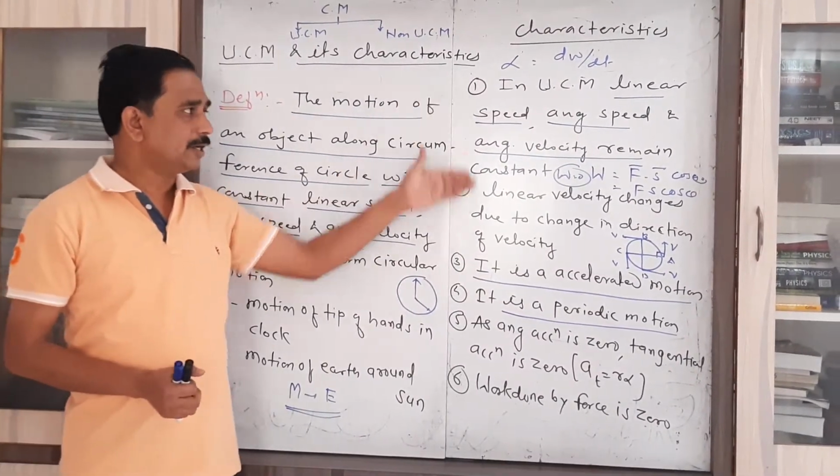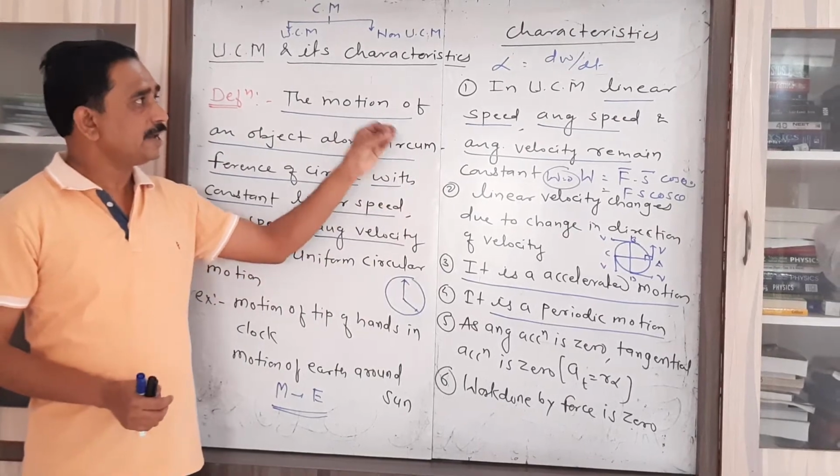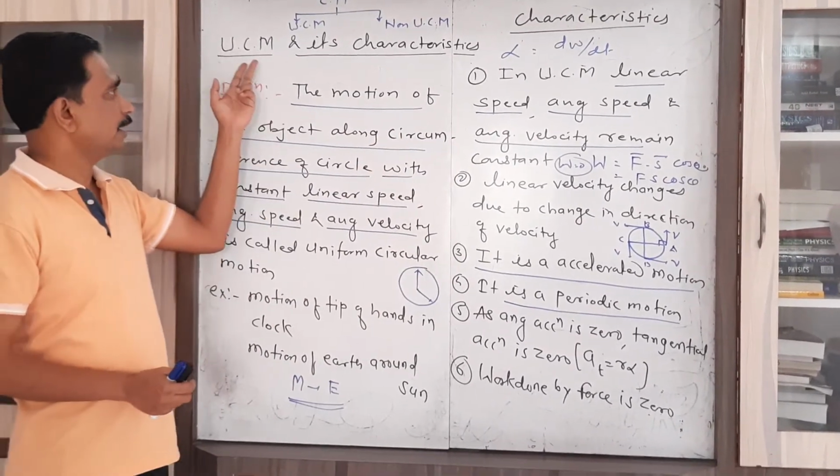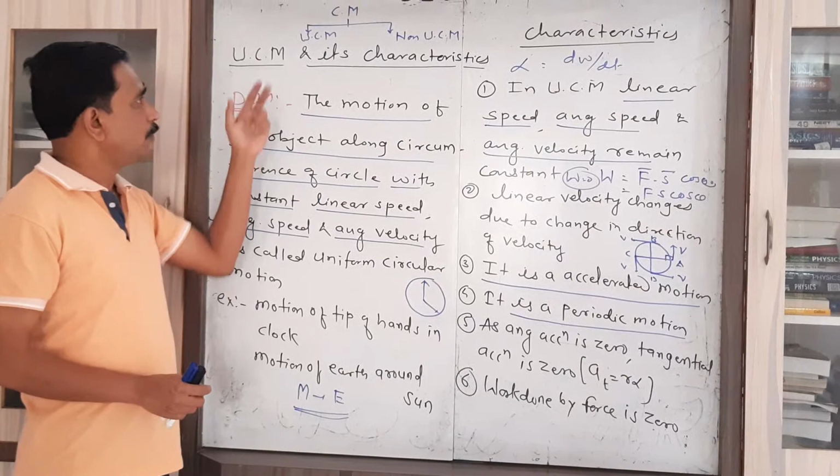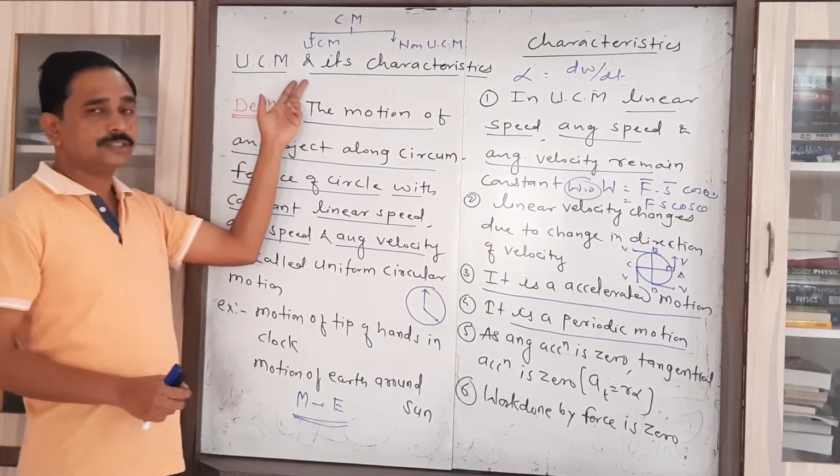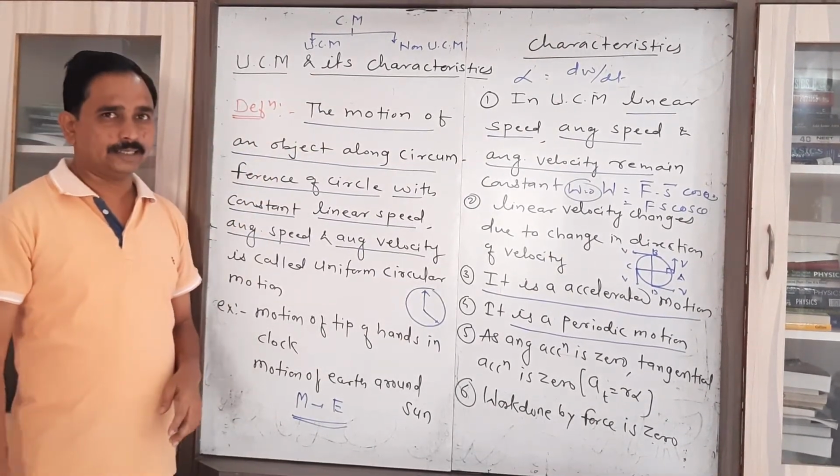So these are the certain characteristics which we can easily remember. A 2 marks question can be asked in our board exam, that is define UCM and state its characteristics.